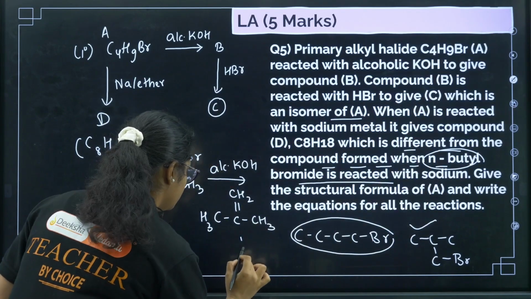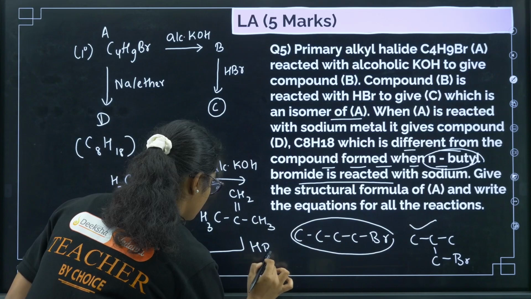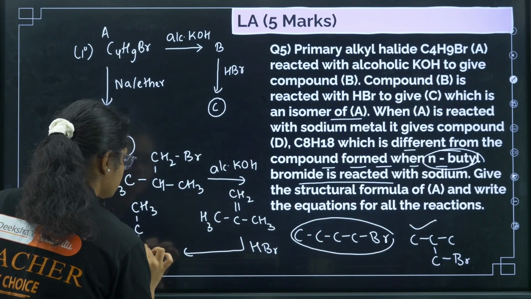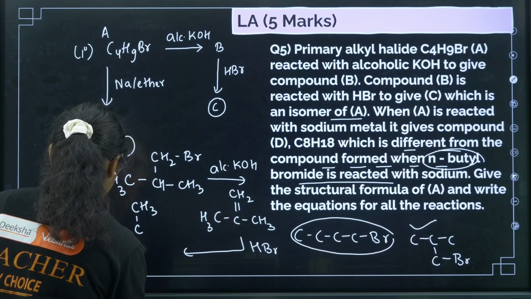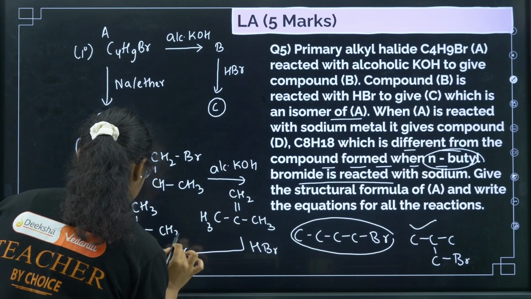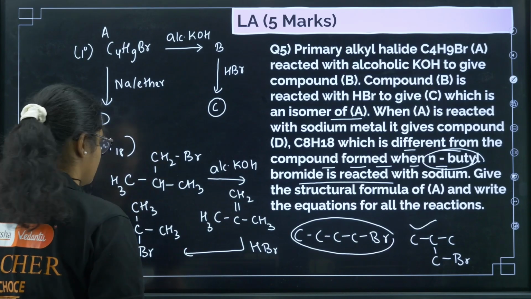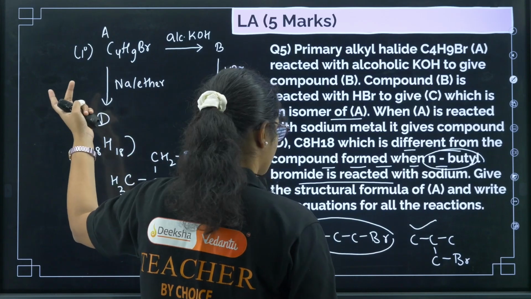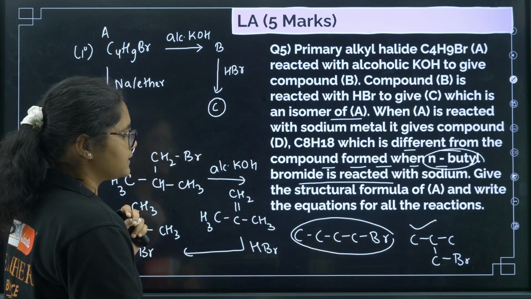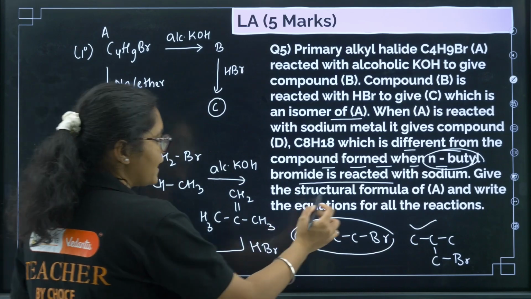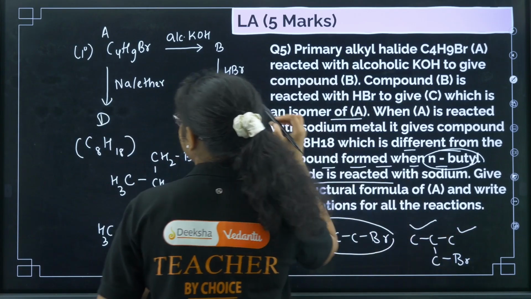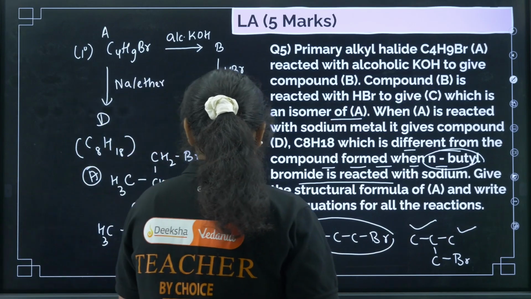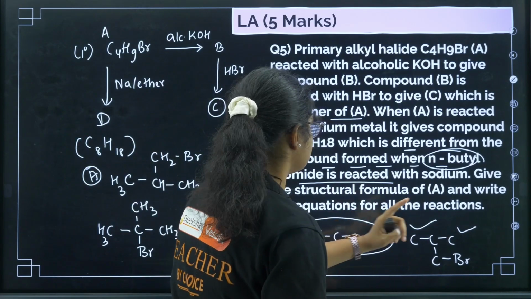Okay, so if you treat it here with HBr, what will I get? Here Br and here H will be added, right? So CH3, CH3, CH3 and CBr. Okay, so that will be the compound formed. So this is an isomer of A. Your A is this one. So definitely this is an isomer of A. So we have found out, identify A. This is the first mark you will get, where we have identified this is A, right? And write all the equations for all the reactions.